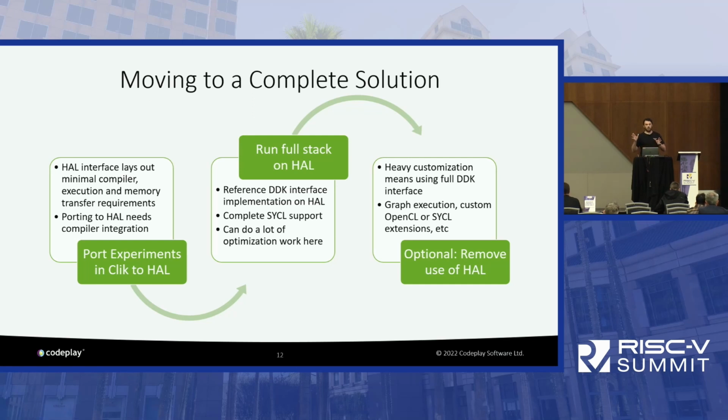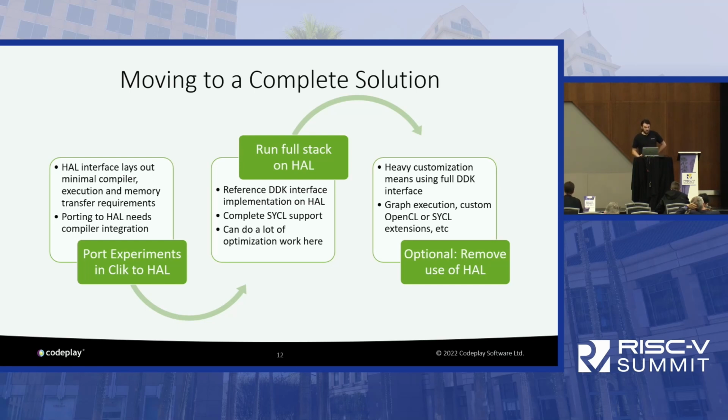Then, because you're using a standard HAL interface within the DDK, we can just take our reference RISC-V platform in the DDK and just run it on top of a HAL. And in principle, at this point, you have complete SYCL support, and you can start doing optimization work. As the project progresses, you may well remove the use of a HAL to do extensive customization, such as doing graph execution or custom language extensions. But these are steps you can follow. The further you go into the project, the more you need to customize to get better performance.